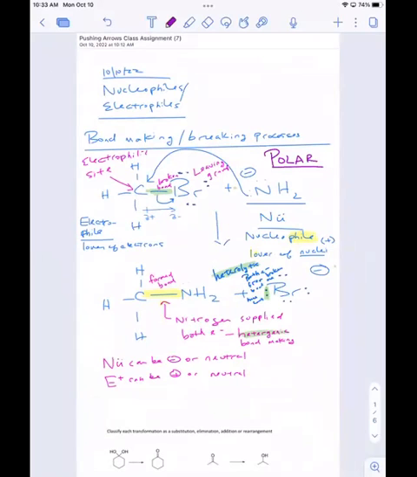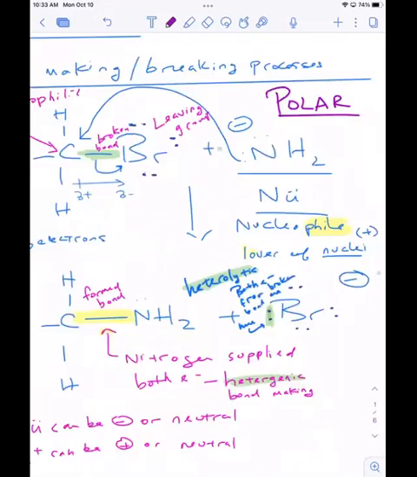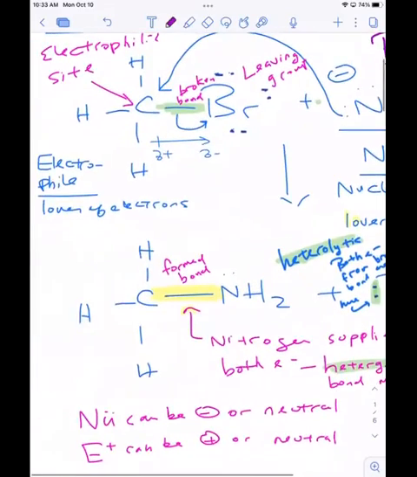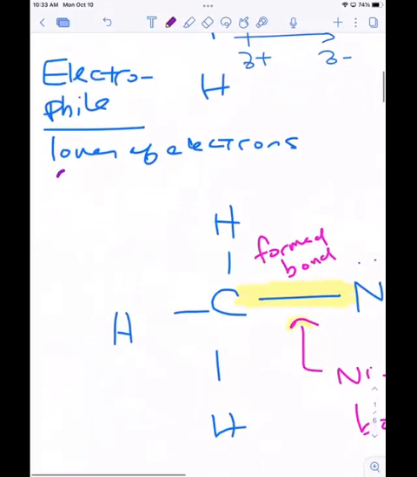A lot of times when you're reading, maybe you read some other document other than the book or something like that, nucleophiles are also called sources. Call it a source. It's a source of electrons. And the electrophile is called a sink.